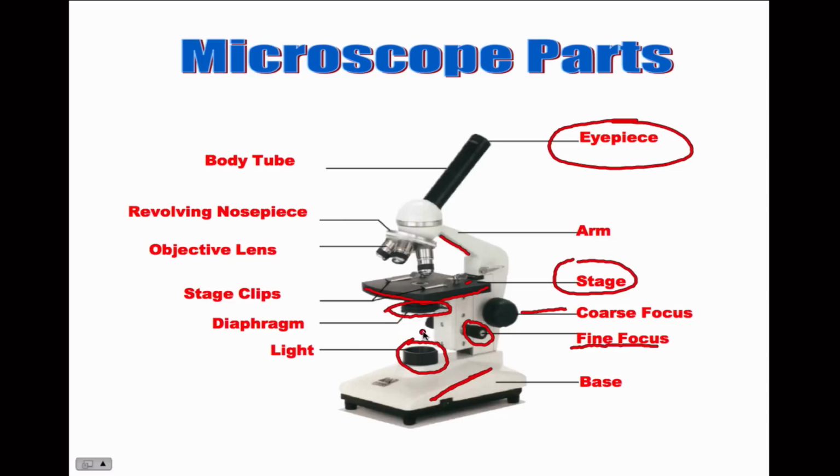There's a little knob there that you can turn, and it allows more or less light in. These stage clips right here look a little bit like bobby pins, but these stage clips are what holds your slide on the microscope.